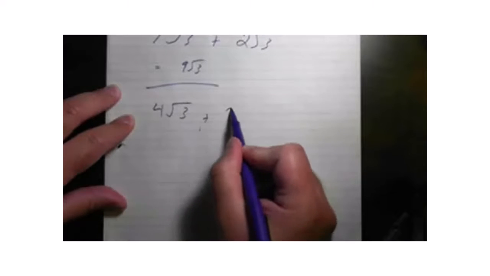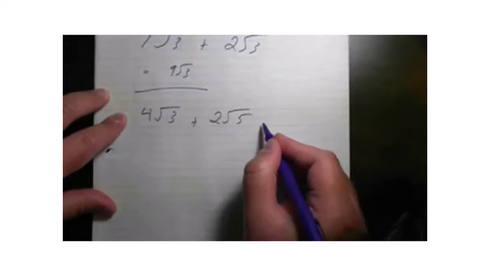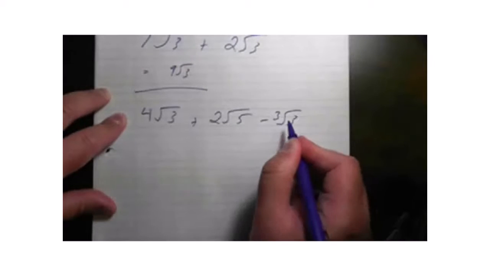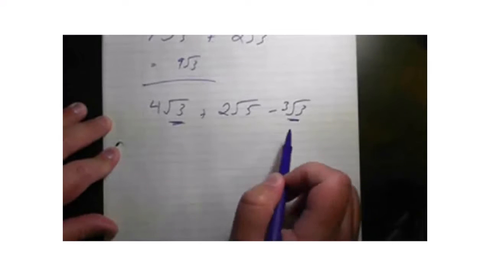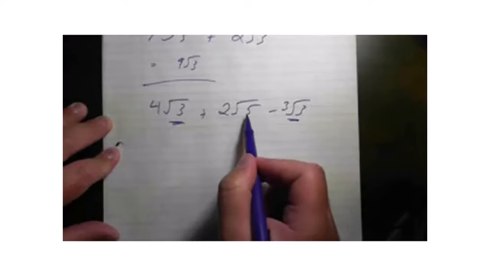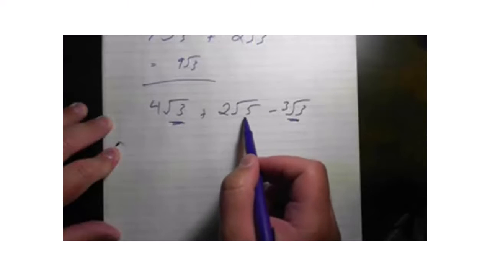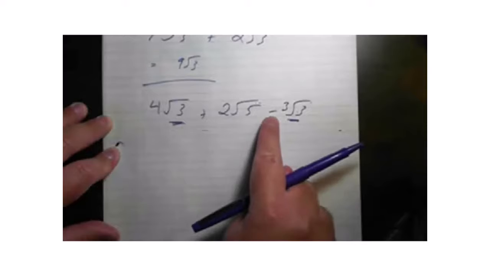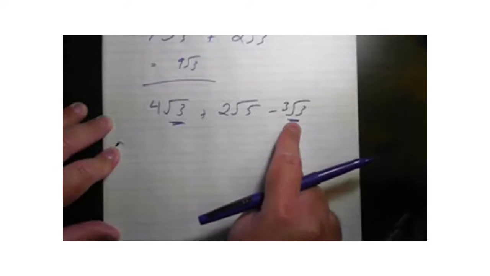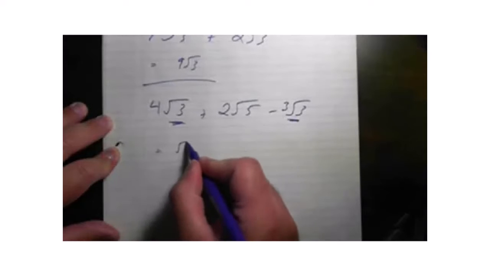If I had 4 root 3 plus 2 root 5 minus 3 root 3, well, these root 3 terms would be considered like terms. The root 5 term is completely different, so I can't add that one with the others. But if I look at the root 3 terms, I've got 4 root 3's, subtract 3 root 3's. Well, that really gives me 1 root 3, right? Or I could just write that as root 3.